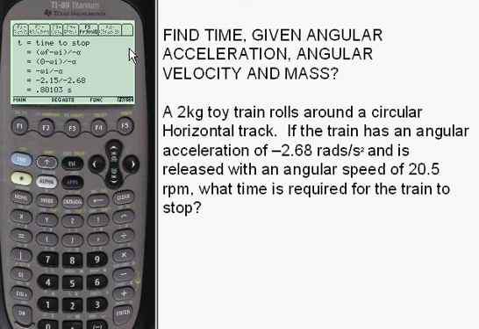Here's the formula. T, the time to stop, equals the final angular velocity minus the initial angular velocity, divided by the angular acceleration, which they have here. And those calculations turn out to be minus, minus, and then we do the calculation. It turns out to be 0.80103 seconds for it to stop. Pretty neat, huh?